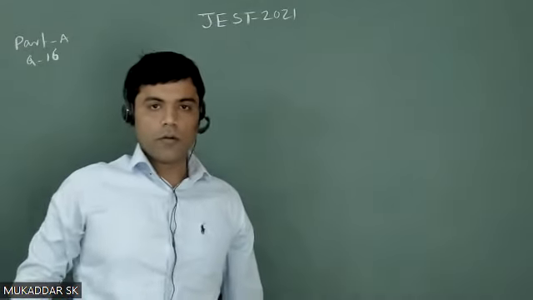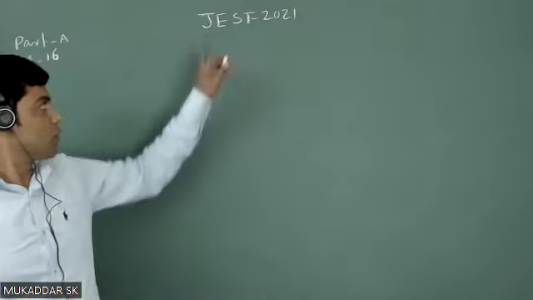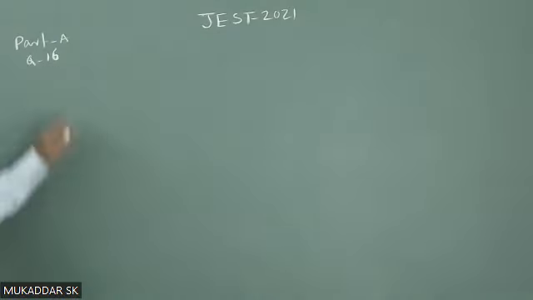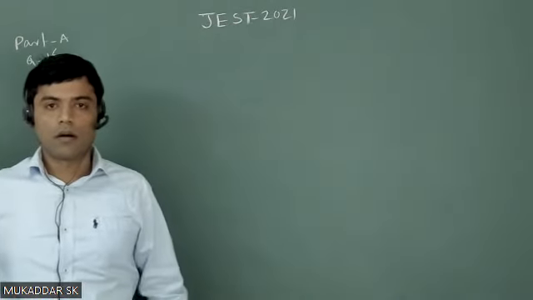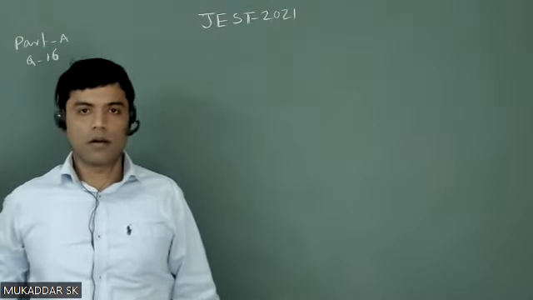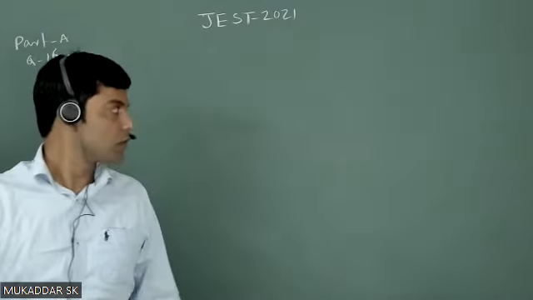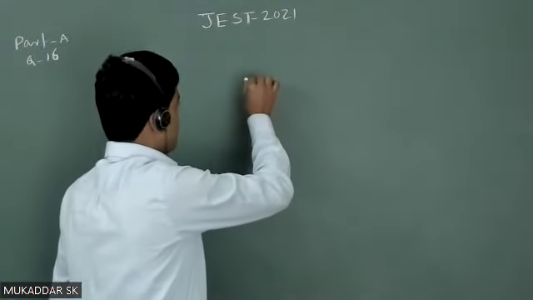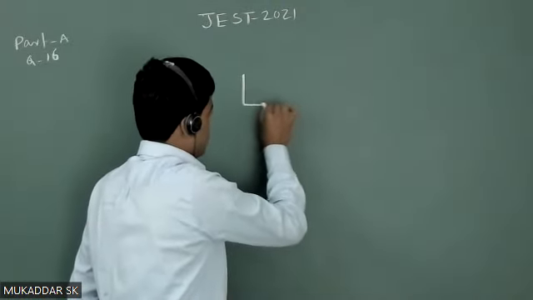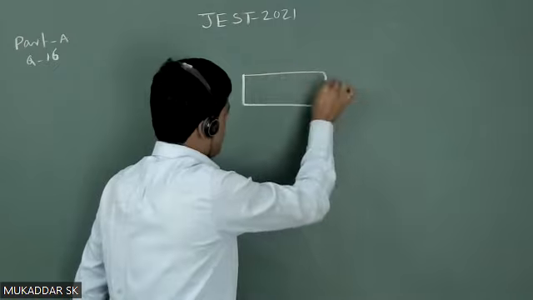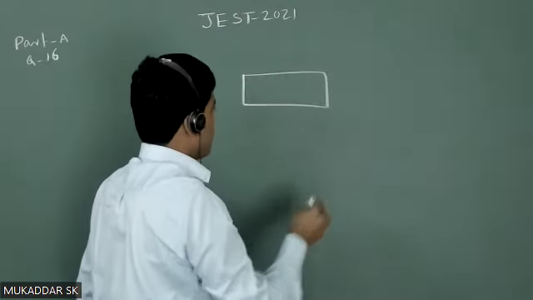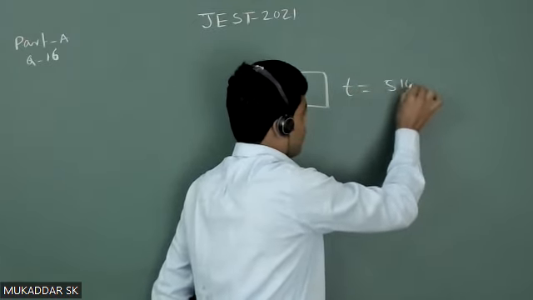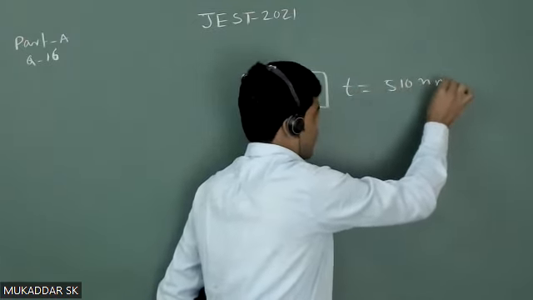Hello students, today we are going to solve a question from JEST 2021, Part A, question number 16, basically from the optics part, interference. The question is: you have a soap thin film having uniform thickness, and the thickness of this thin film is given as t equals 500 nanometers.